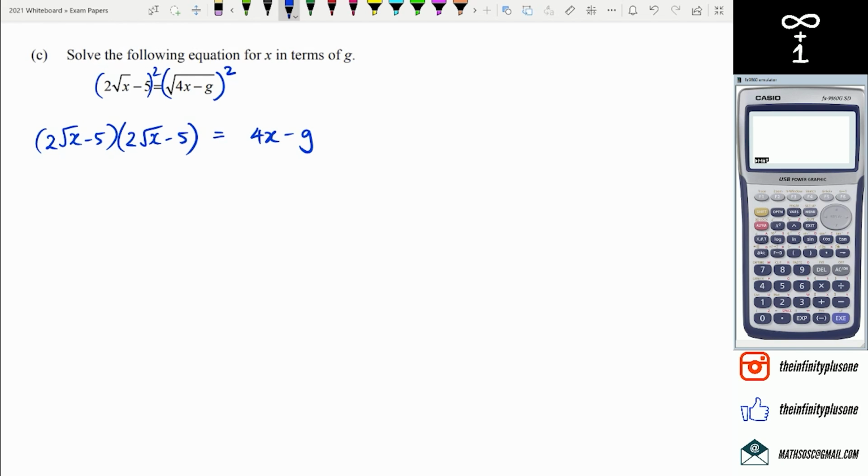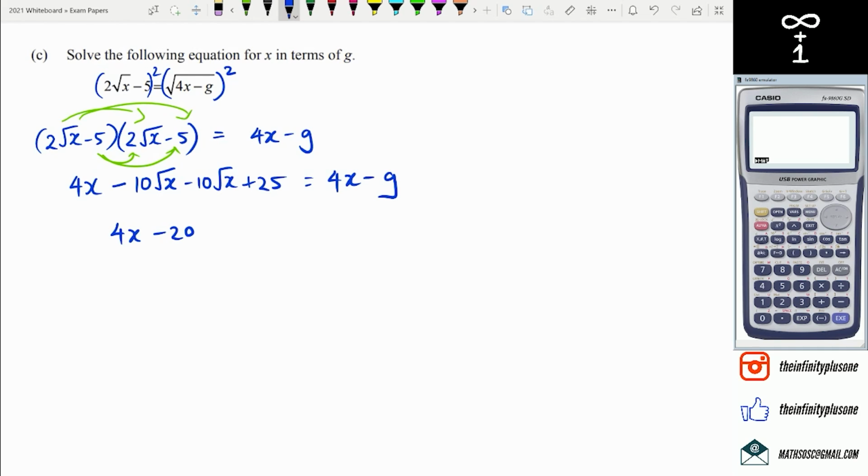Now the next thing is we've got to get rid of these brackets, so we've got to expand them out. First off, we've got 2 times 2, which is 4, and then root x times root x is just x, so we're going to get 4x. Minus 5 times 2 is 10, so that's going to become 10 root x. Then we have these two elements here, which is going to equal minus 10 root x plus 25, and this is now equal to 4x minus g. So far so good. Putting them all together, we get 4x minus 20 root x plus 25 equals 4x minus g.